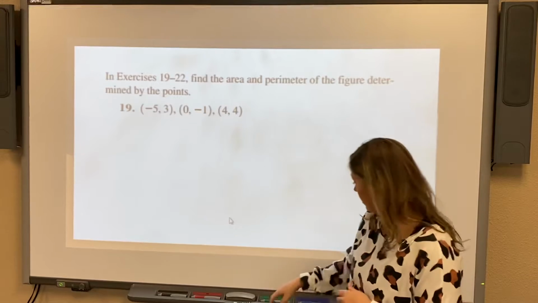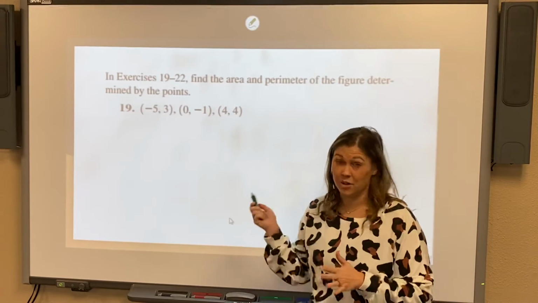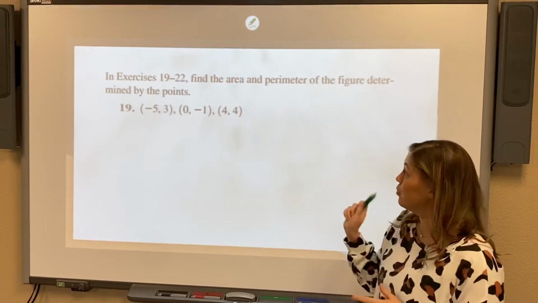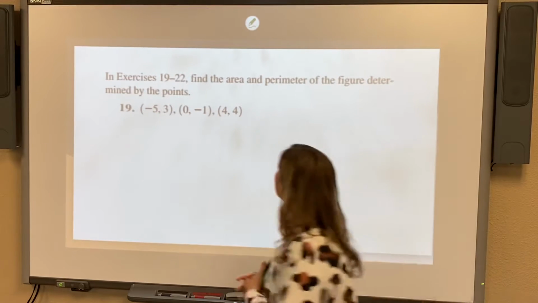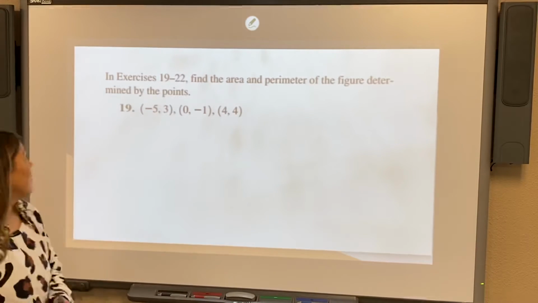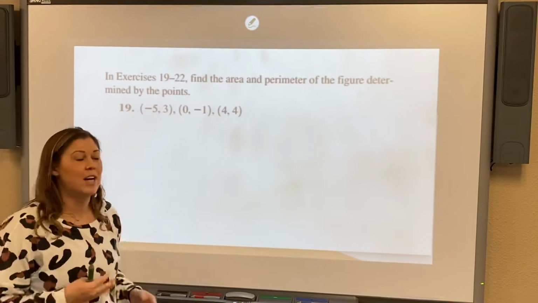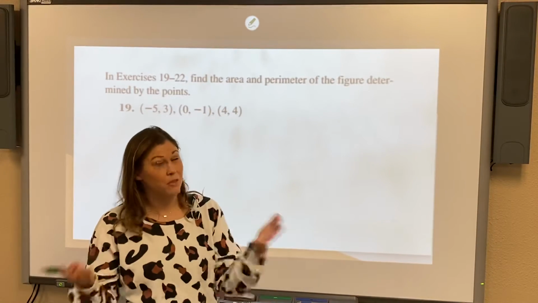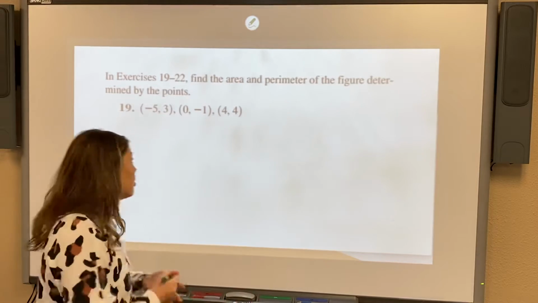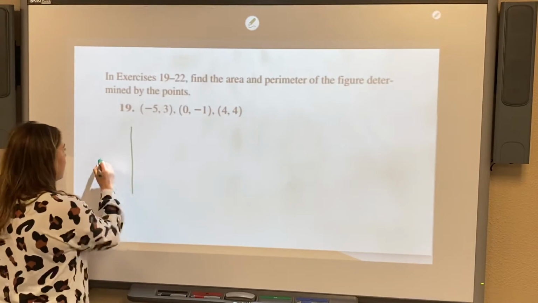So now let's try, there's one of these in your homework problems. So I wanted to pull it up and kind of do it with you. So it says to find the area and perimeter of the figure determined by the points. So we have 3 points. Hopefully that kind of is, you know, what figure has 3 points? Triangle. Okay, so very roughly, I'm going to make a graph.